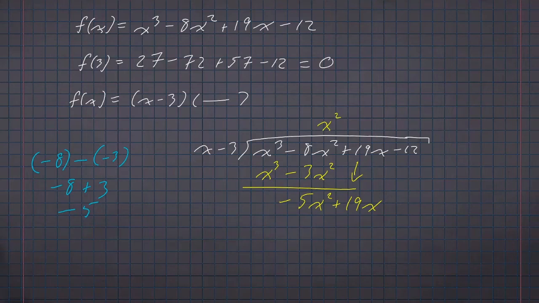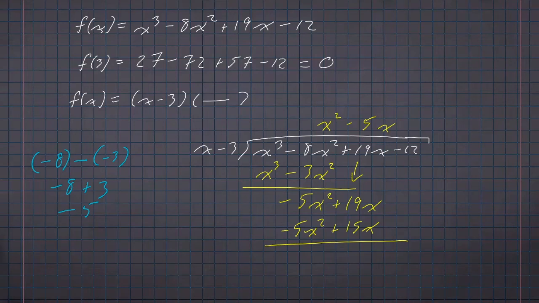I take x, goes into negative 5x squared. Well, you multiply x times negative 5x to get negative 5x squared. And negative 5x times minus 3 is plus 15x. And we subtract. Again, be careful, make sure you're subtracting. That's where most of the mistakes happen in polynomial long division.